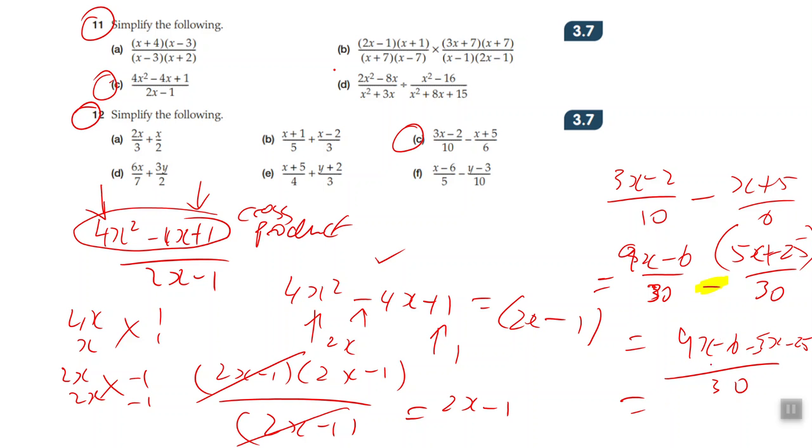So we've got 9x minus 5x is 4x. Minus 6 minus 25 is minus 31, over 30. Now, I can't simplify that any further because 4, 31, and 30 don't have a common factor. So you just leave it. Hopefully that helps.